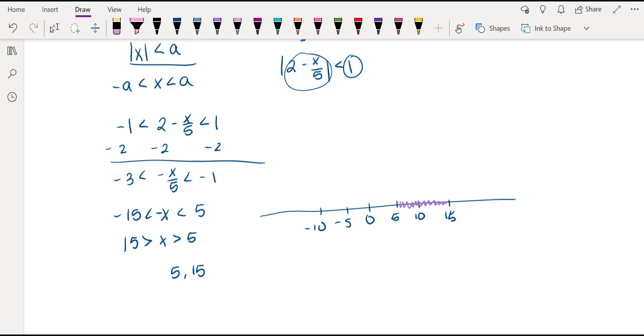We don't use brackets right there. We're using parentheses. And that's because we're strictly less than, not less than or equal to. So on our number line, that's going to be denoted with an open circle. And what that's saying is we can use values really close to 5 and really close to 15, but we can't actually equal 5 and 15. So in interval notation, my answer is 5 and 15, open brackets or parentheses.